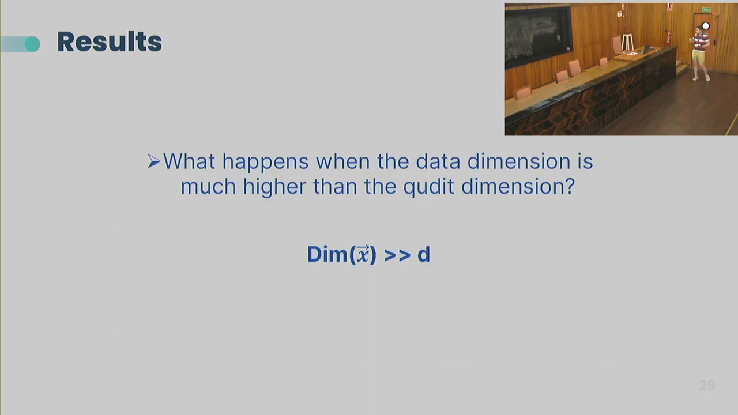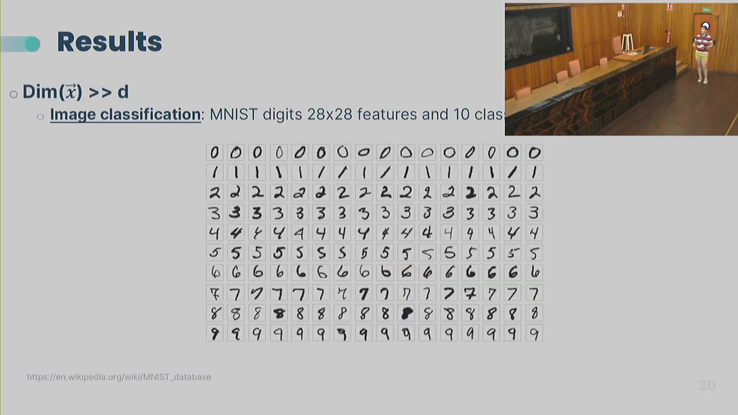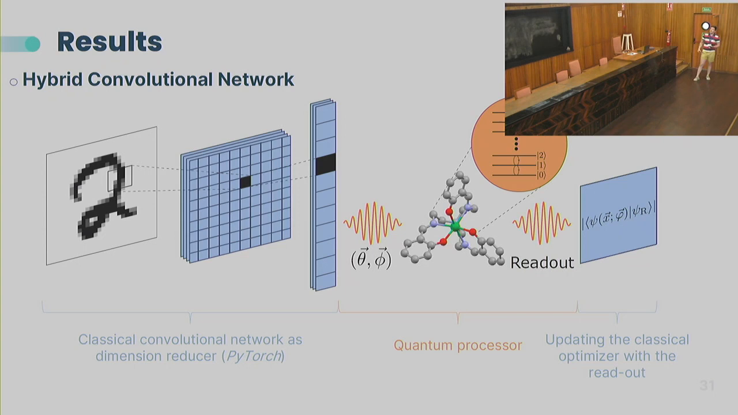To check the impact of the Qudit dimension, we have to go to data sets that are much more complicated, or where the dimension of the classical data points is much higher than the number of levels we have available. For this, we go to the paradigmatic image classification of digits, and we propose a hybrid model in which, following the spirit of variational hybrid classical-quantum algorithms, we use a classical convolutional network as a dimension reducer. This reduces the number of parameters fed into the quantum processor, and then we update everything together with a classical optimizer.